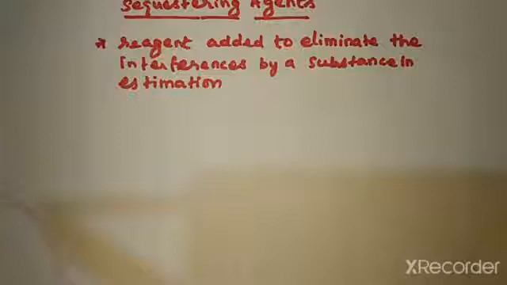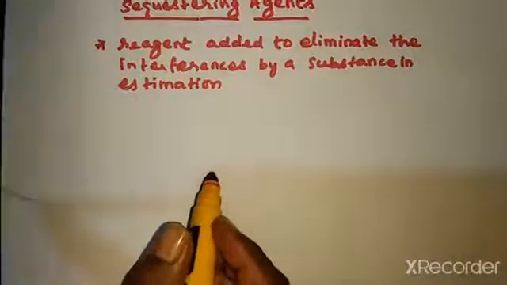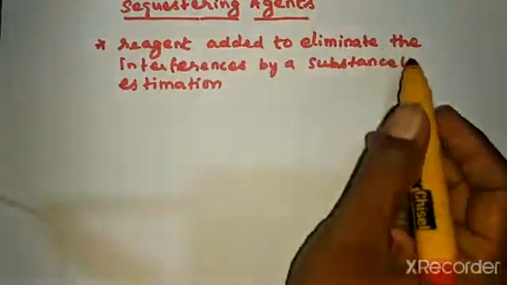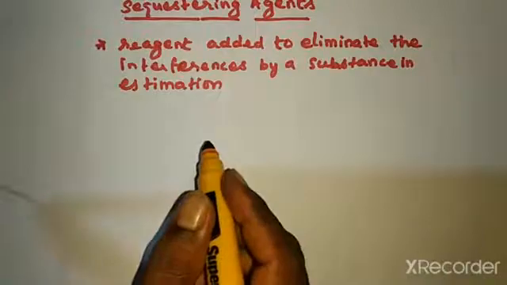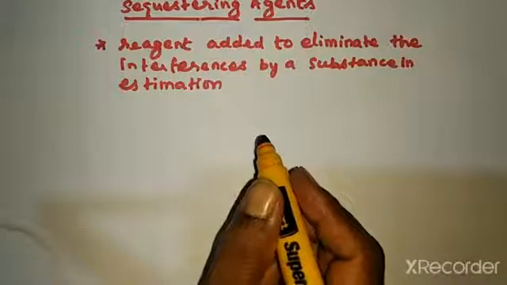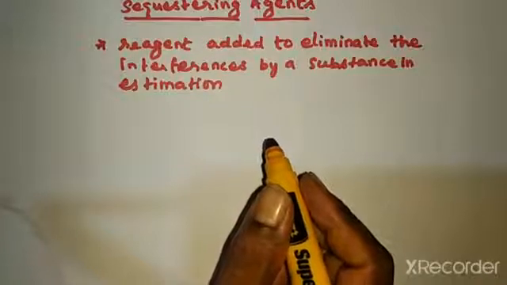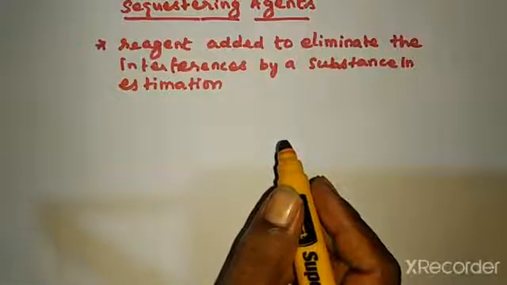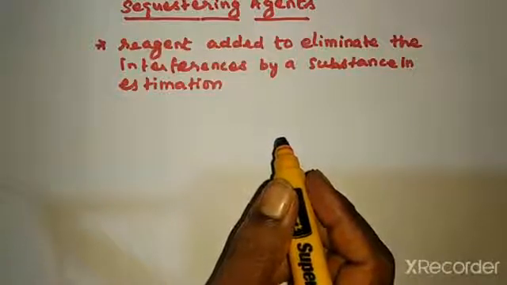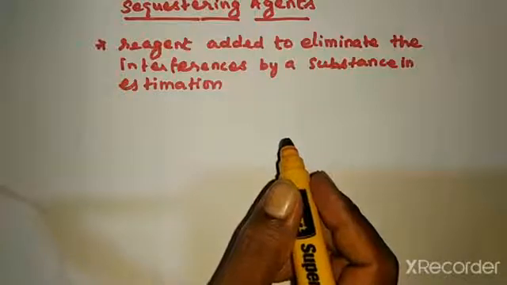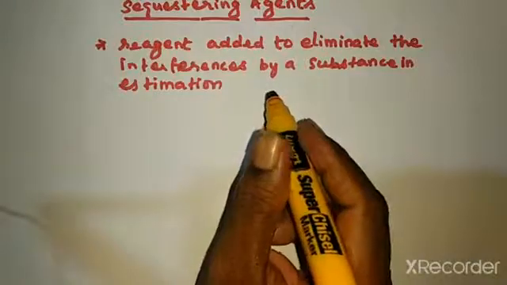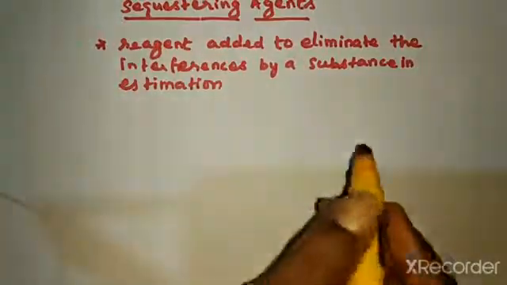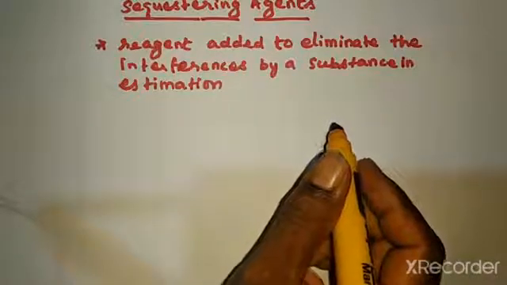Next we shall see what sequestering agents are. A sequestering agent is a reagent added to eliminate the interference or disturbance by a substance in estimation. It is to eliminate the other ions which would precipitate along with the ion which is going to be estimated. To eliminate those ions, we add a substance called a sequestering agent.